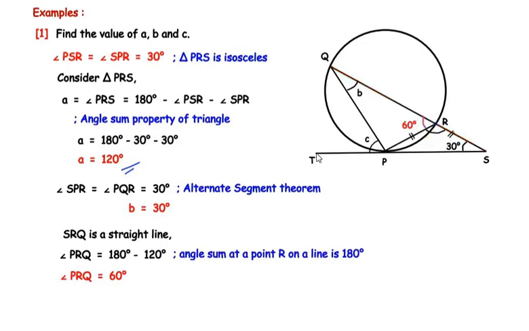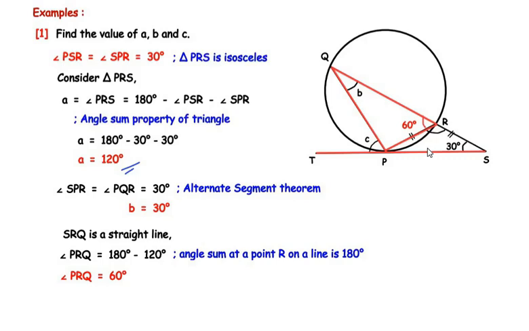Now let us focus on the tangent TPS and the chord touching it at point P, that is chord PQ. Now we can see that this chord divides the entire circle into two segments. This is the minor segment and this is the major segment. And we can see that the chord PQ has made an angle C in the minor segment and the same chord has made an angle at point R in the major segment, this way.